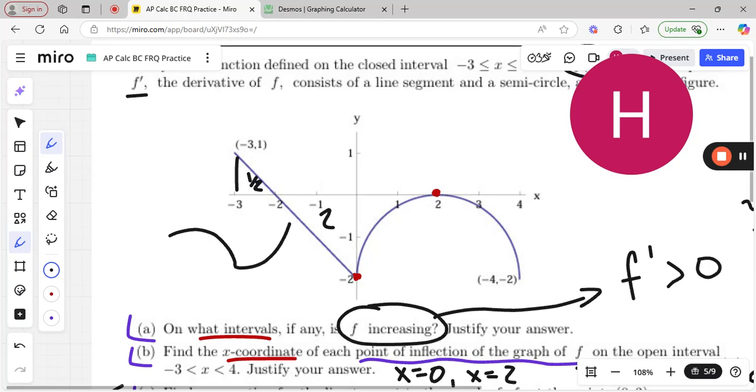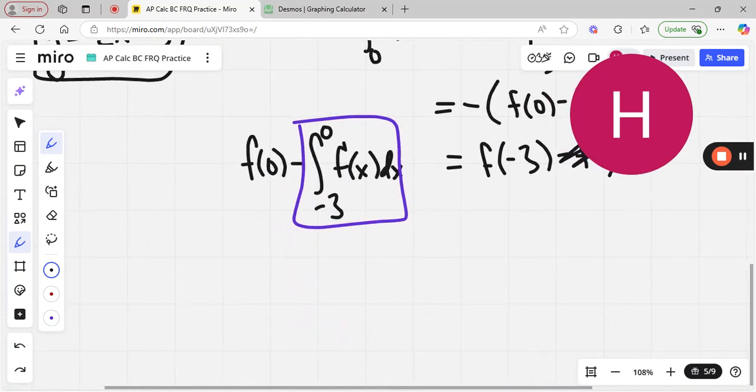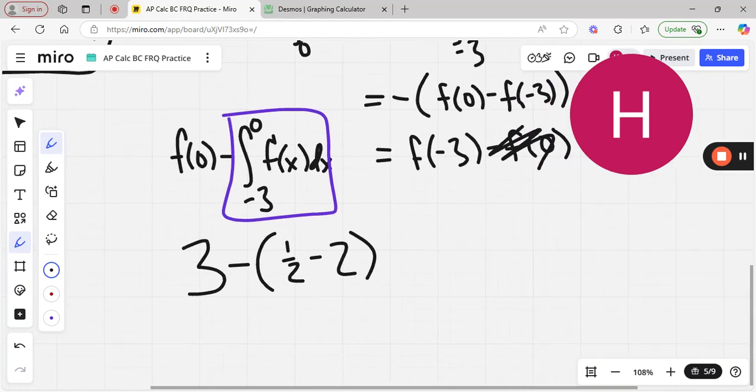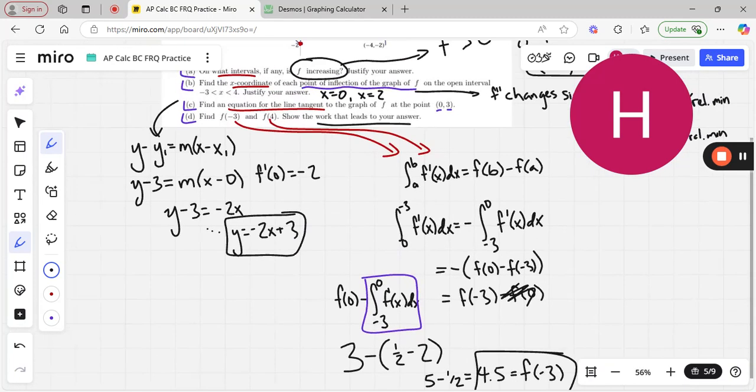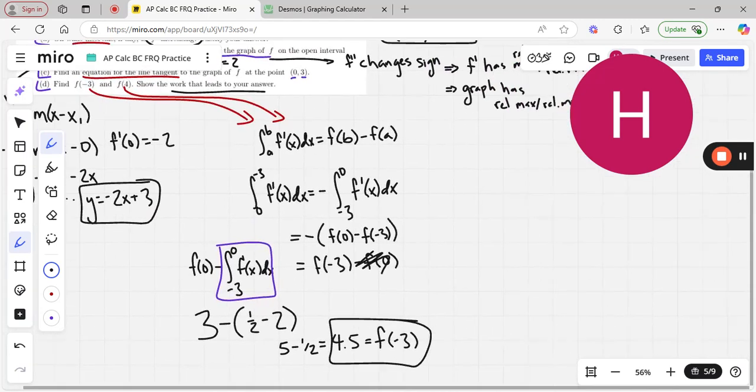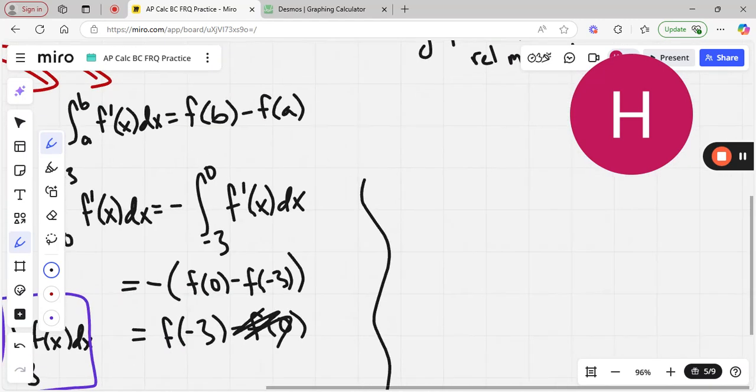Remember that the area underneath the x-axis is considered a negative value for the integral. So overall, this is going to be 3 minus, let's see, that was 1/2 minus 2. So this is going to be 5 minus a half, or 4.5, or 9 halves if you want. That is equal to f of negative 3. All right, so this is all justified, showing the work, and we're using the fundamental theorem of calculus to kick it off. Let's do that with f of 4 as well.